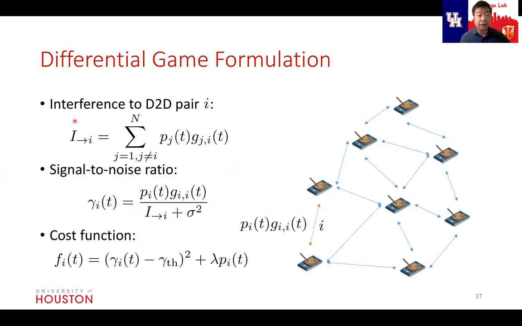Here, the interference is the transmit power from the other users to me. And this is the signal to interference noise ratio. The cost function is defined this way. This is a target signal to noise ratio, R theta. If my Ri is too big, then I waste energy. If my Ri is too small, I also do not achieve the performance. So I have this quadratic penalty, and we want the received signal to noise ratio to be the desired value, not too large, not too small, plus this power consumption, where lambda is a parameter. So this is the cost function that we want.